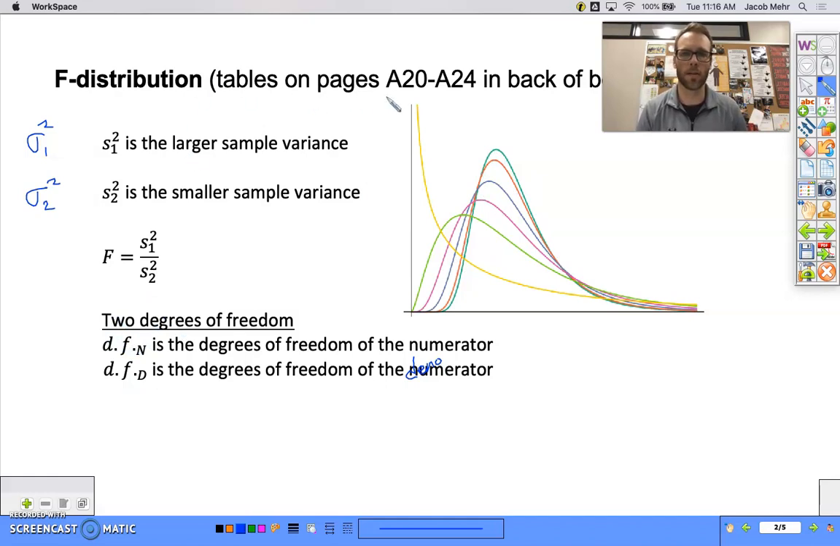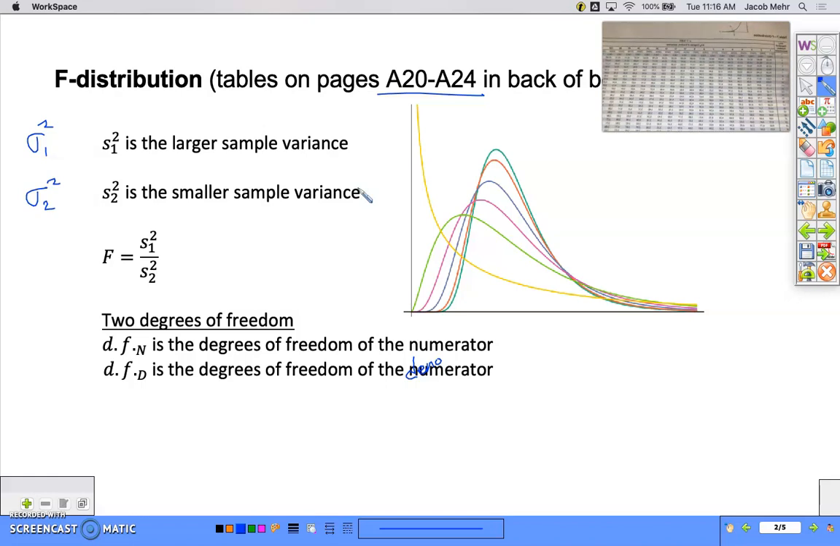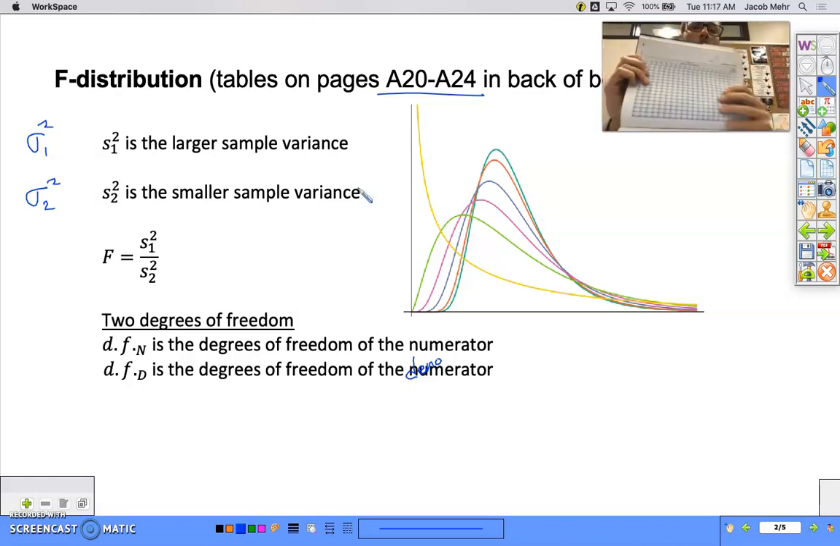As it says up here, the tables for this are in the back of your book in the appendix. There are several pages. Let's find these here for you. So take a look here. The way we see this happening is that we have degrees of freedom for the numerator, which goes across the top, and degrees of freedom for the denominator, which goes along the side to help us identify the point that we need.